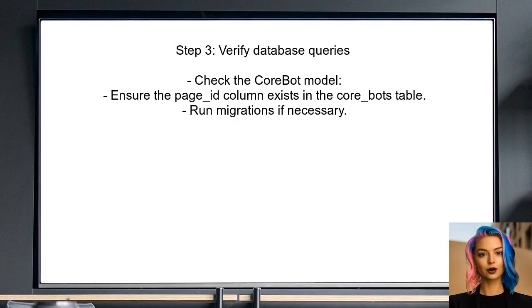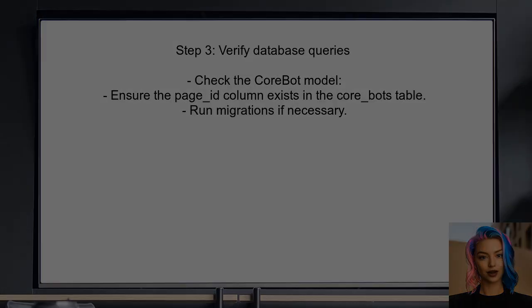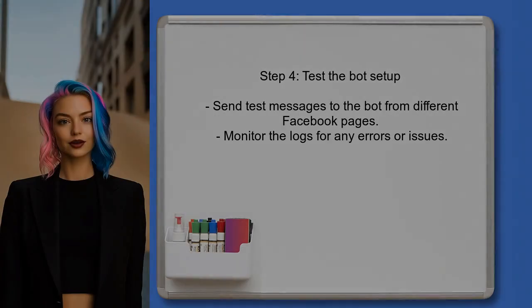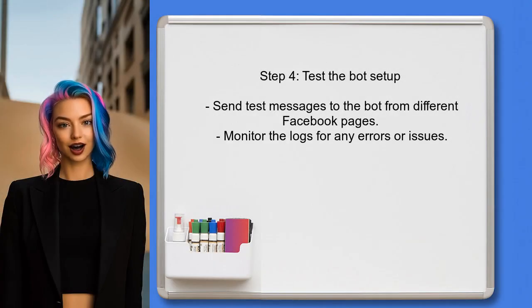Now the user needs to verify that the database queries are correctly set up. The error indicates that the query is looking for a column that doesn't exist. Finally, the user should test the entire setup to confirm that the bot is functioning as expected across multiple pages. This can be done by sending test messages to the bot.